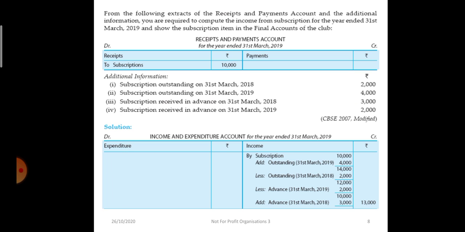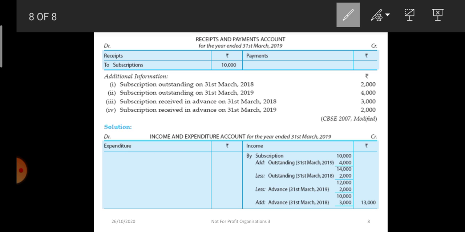Then one more question relating to subscription. Okay, see, the amount of subscription received during the year is 10,000 rupees. Subscription outstanding in the beginning was 2,000, and our subscription outstanding at the end is 4,000. See, the one at the end is related to current year, and the outstanding in the beginning is related to previous year, so it will be deducted. Our subscription outstanding for the current year will be added. Okay, see, the 4,000 rupees is added, and this outstanding in the beginning is deducted.